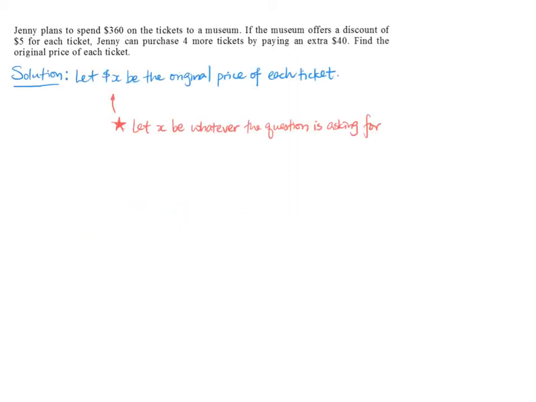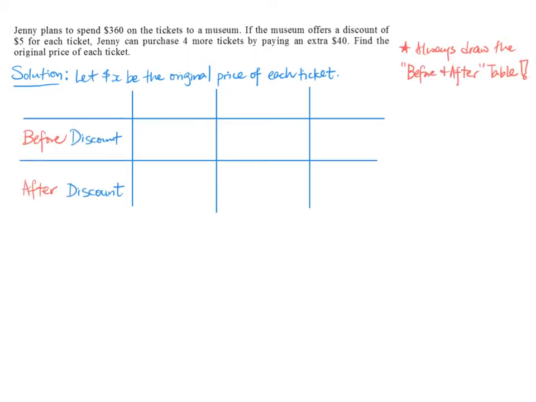So of course, we let X be whatever the question is asking for. And in this case, let X dollars be the original price of each ticket. Now, to do this kind of question, we always draw this before and after table. And in this case, it's before what? Before the discount and after the discount. So we have 2 scenarios.